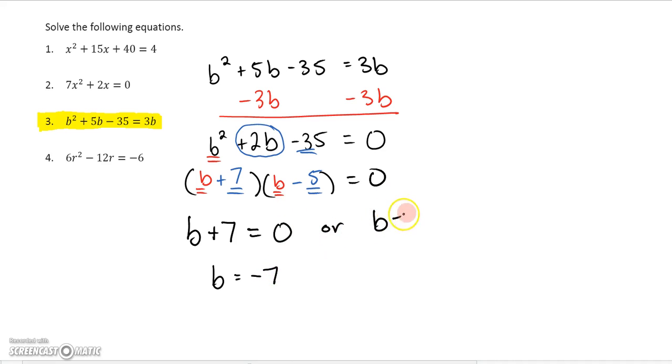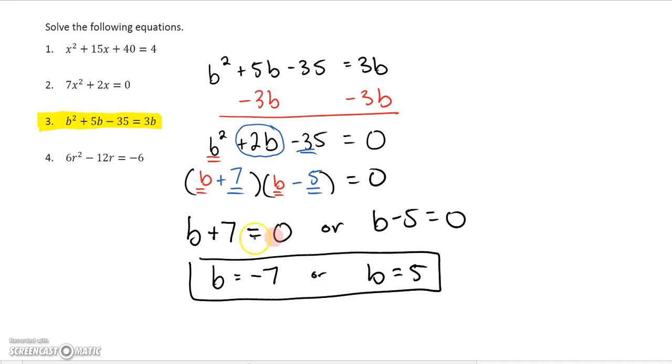Or b minus 5 could be 0. Or this factor could equal 0. So what would b have to be here? b could be 5 in that case. 5 minus 5 is 0. So two solutions here that would make this true. Either b could be negative 7, and if you plugged in negative 7 here everywhere, you would get a true equation.